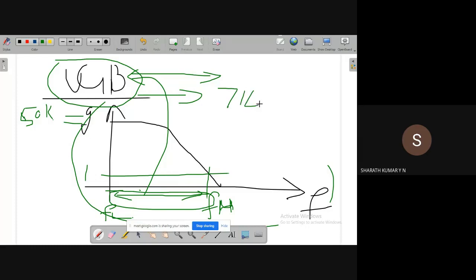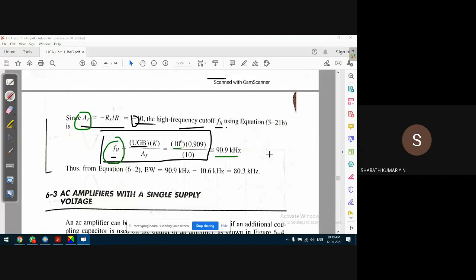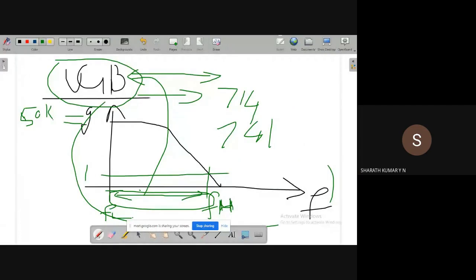For example, let's say 714 or 741. There are many op amps. So for example, the unity gain bandwidth is 10 power 6, divided by A_F. What is A_F? The gain. That is approximately 90.9 kilohertz. You can take it as 91 kilohertz, no problem. That means the operational amplifier upper cutoff frequency is approximately 91 kilohertz.